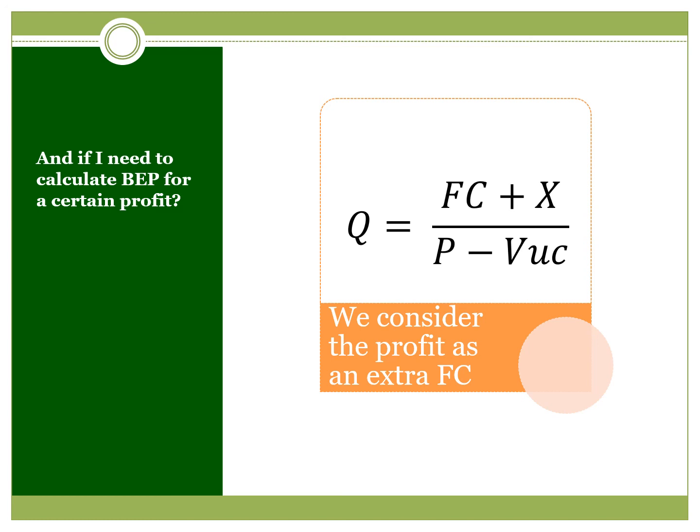Well, in this case, you have to consider that profit as a fixed cost. As you can see in the formula, I've placed it here on top. This will be the extra profit the company wants to get. So you will consider it as a fixed cost and you will divide fixed cost plus the benefit you want to get by the selling price minus the variable unitary cost, as usual.